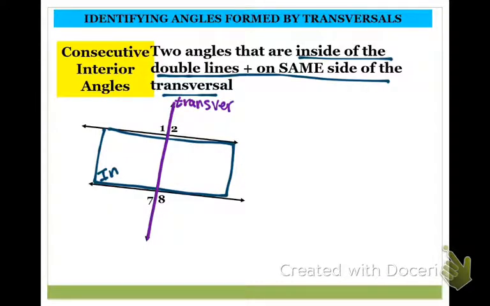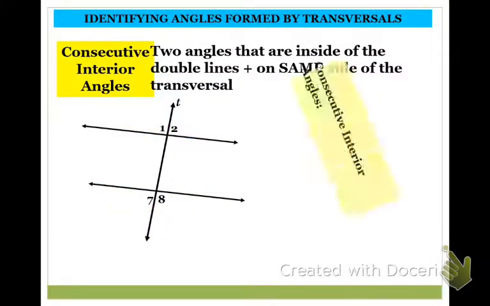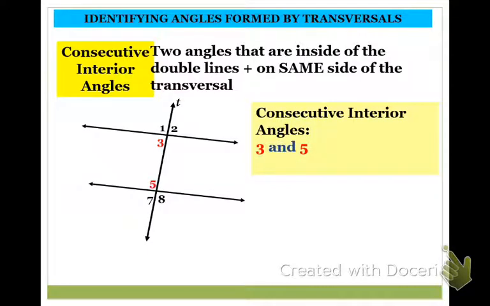Remember that the transversal is this line that's going down the middle. Okay? So it's going to be 3 and 5. They're both on the left side of the transversal. So 3 and 5, and then obviously 4 and 6. Okay, so 3 and 5, 4 and 6 are consecutive.